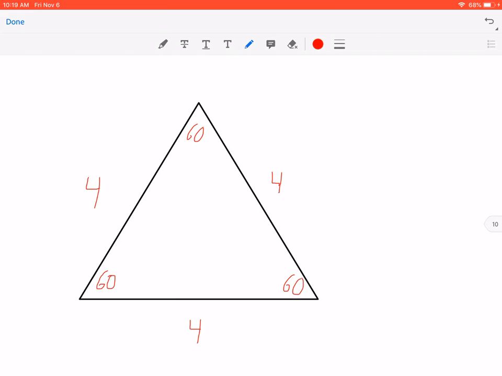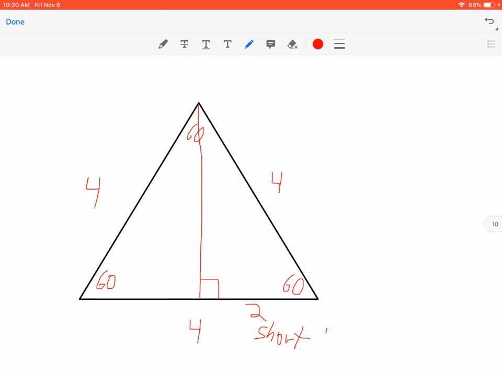Okay, a 30, 60, 90 triangle comes from an equilateral triangle that has been split down the middle. So what I would want you to do is split this straight down the middle in half. When you do that, you've just made a right triangle. But you've also cut this side in half. So this side is now 2. This is known as the short leg.